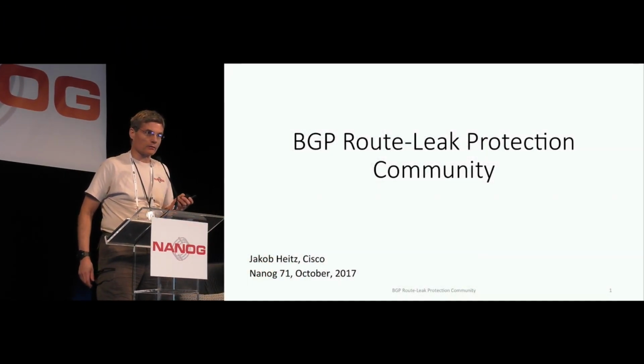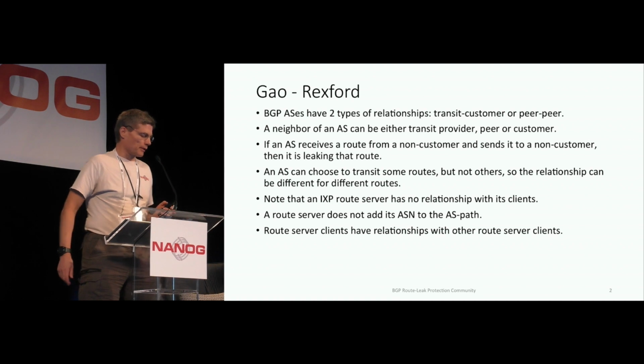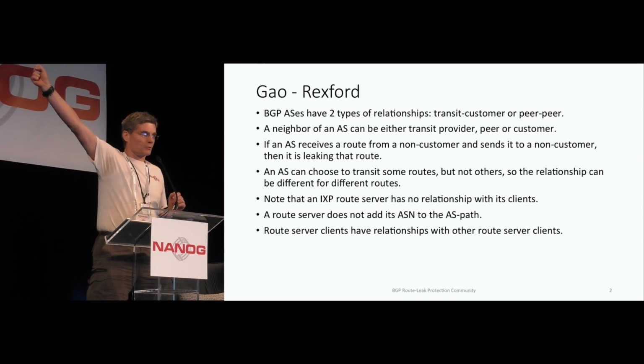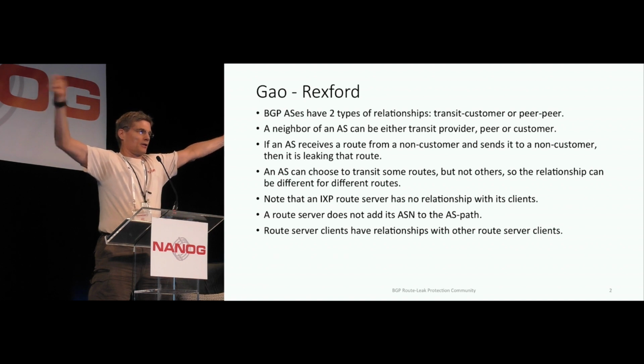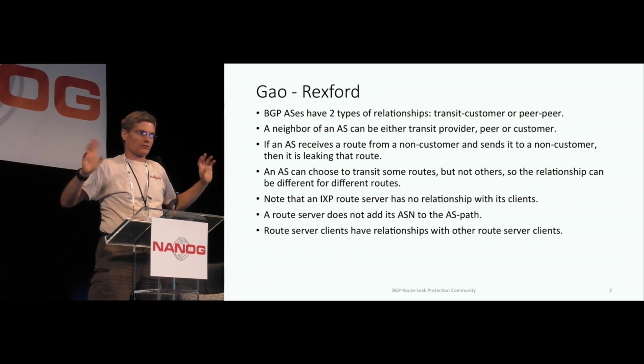I have another idea for the route leak protection. Okay, what is a route leak? If you're an AS and you receive a route from one other AS and you send it to the other AS and neither side is paying you, then you're leaking the route. So that's basically a route leak.